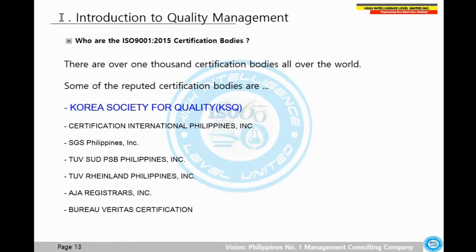And who are certifying bodies? There are a lot in the Philippines. They are certifying bodies more and more, but they are the famous ones.